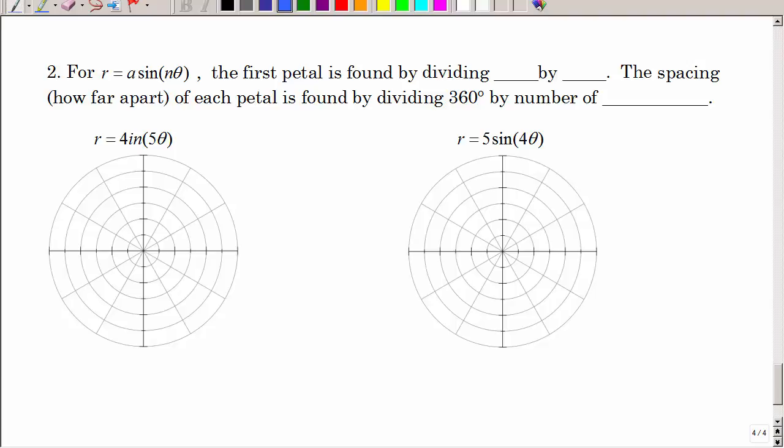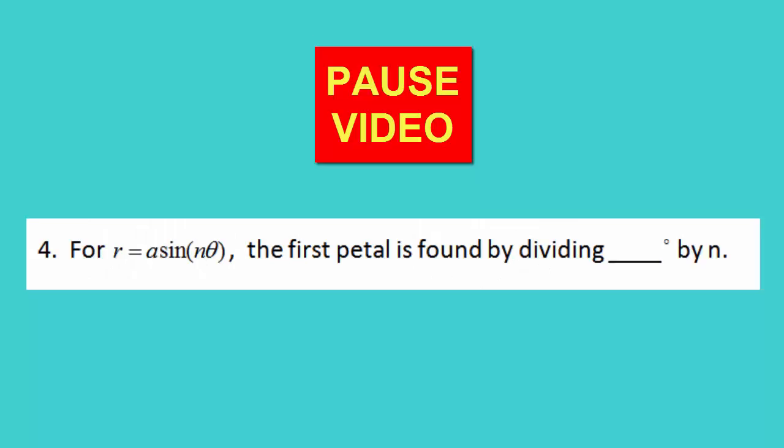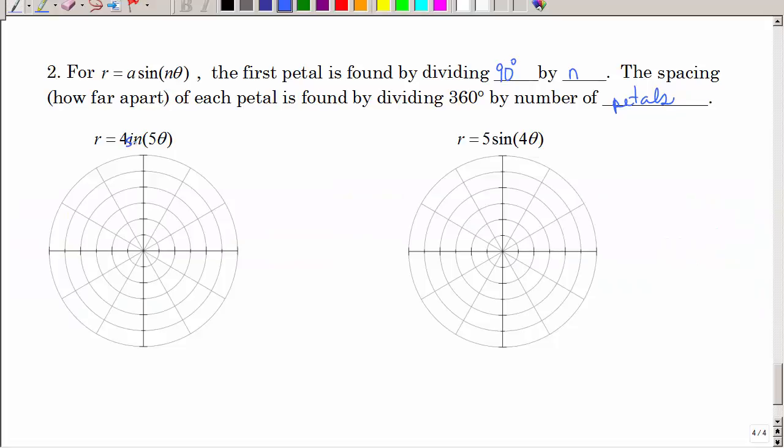The first petal, because sine is symmetric with respect to the y-axis, that may help you remember, we're going to take 90 degrees and divide it by n. That's where you begin. Okay, the spacing is still found by taking 360 degrees and dividing by the number of petals. Oops, and I believe that should be sine.